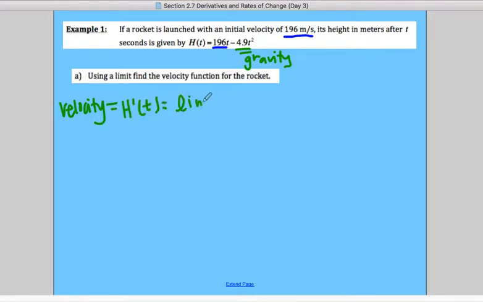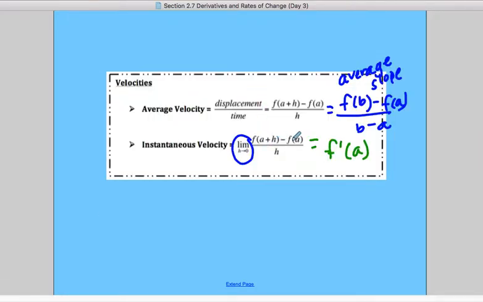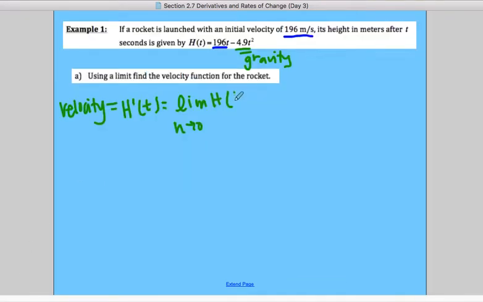And our limit equation is the limit as little h approaches 0 of capital H, and over here we have a plus h. That's a derivative at a, but we are finding it at t. So it would be t plus h, minus H of t, all over little h.